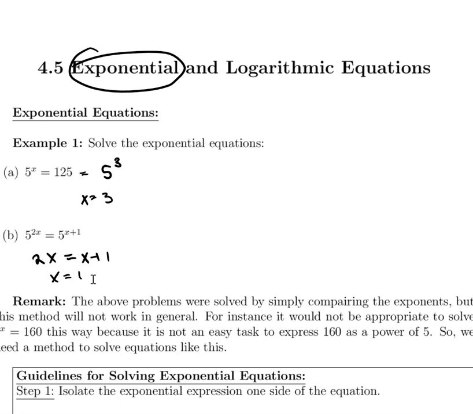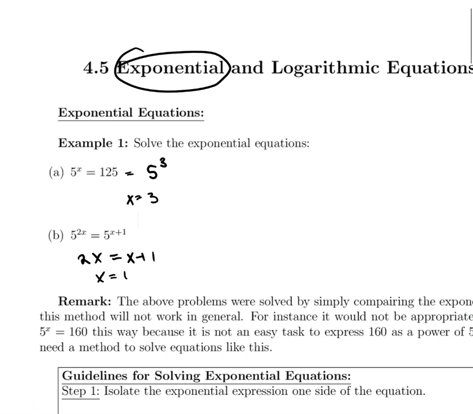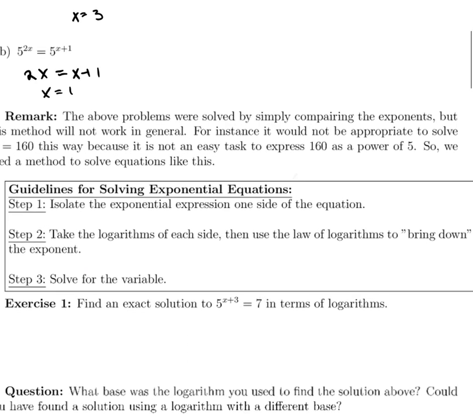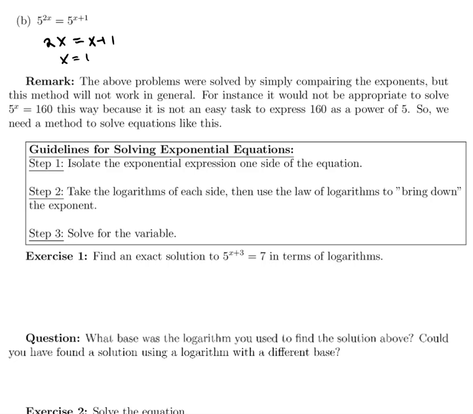And it was easy. If we had something that was different, like maybe 5 to the x equals 160, you can't write 160 in a nice way as 5 to some power, so we wouldn't be able to do a trick like in A. So we need a more reliable approach instead of just getting lucky. So here are some guidelines for how we're going to do this.